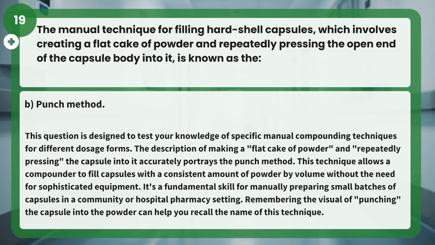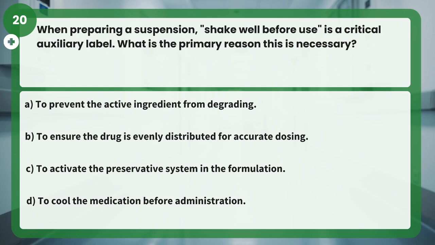Question 20. When preparing a suspension, shake well before use is a critical auxiliary label. What is the primary reason this is necessary? A. To prevent the active ingredient from degrading. B. To ensure the drug is evenly distributed for accurate dosing. C. To activate the preservative system in the formulation. D. To cool the medication before administration.